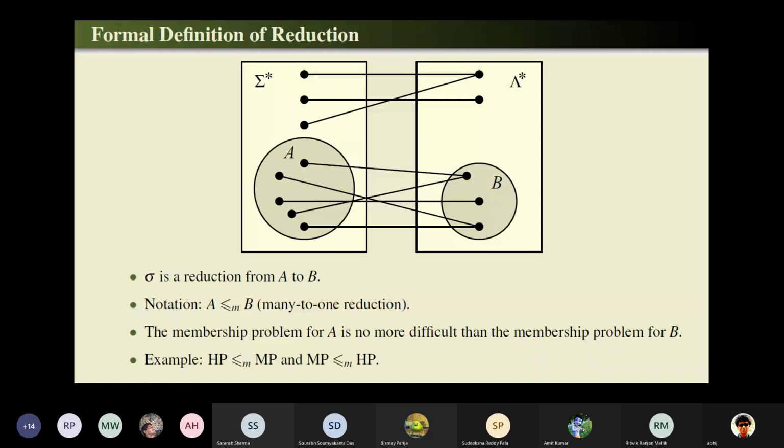And we have seen the halting problem reduces to the membership problem. And we have also seen a reduction that the membership problem reduces to the halting problem.